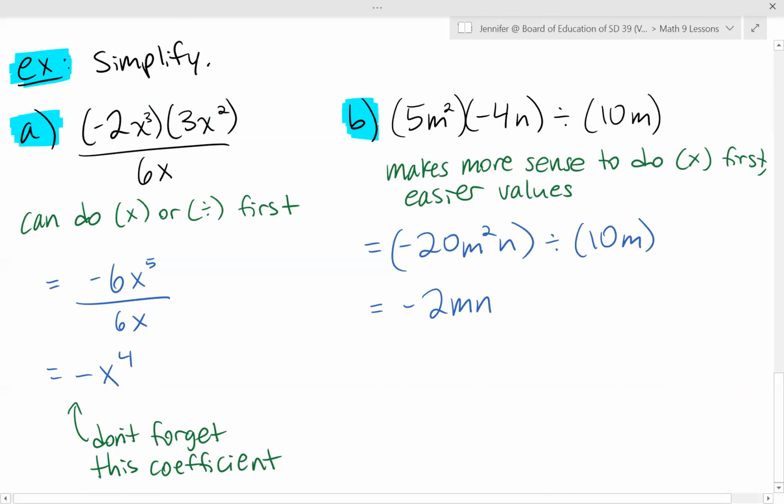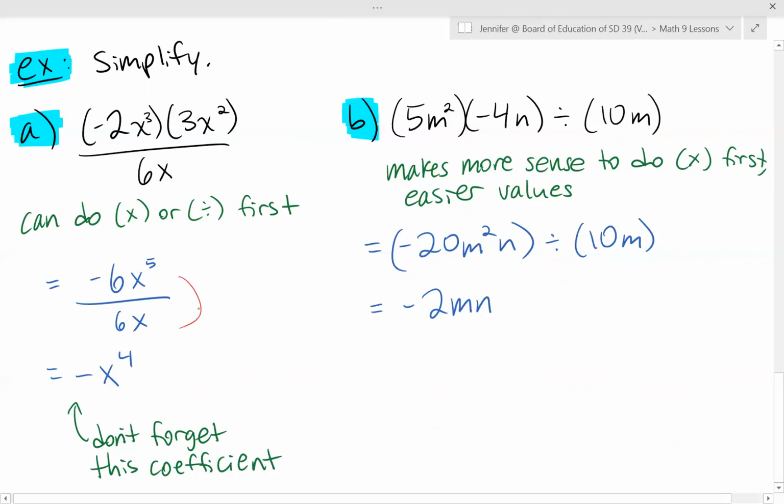Last two examples, kind of bringing it all together when we have multiplication and division in the same questions. So this one, it doesn't actually matter if you do multiplication first or division first. The numbers all work out kind of nicely. I'm going to do multiplication first, but you technically could divide these two together first, or you could have divided these two together first. But I'm going to do multiplication. So -2 times 3 gives us -6. And then the variables are matching. They're both x. So we just add the exponents to give us 5.